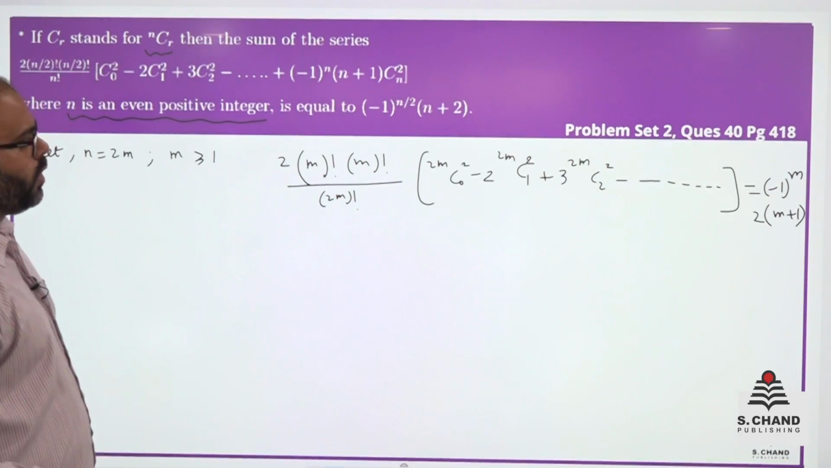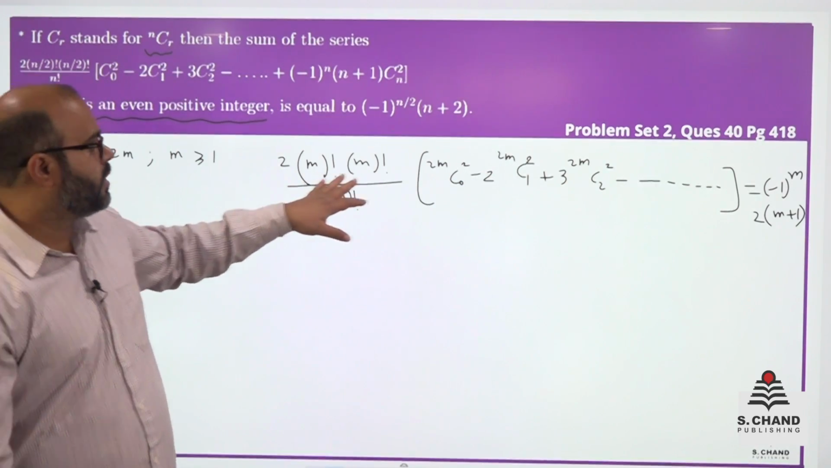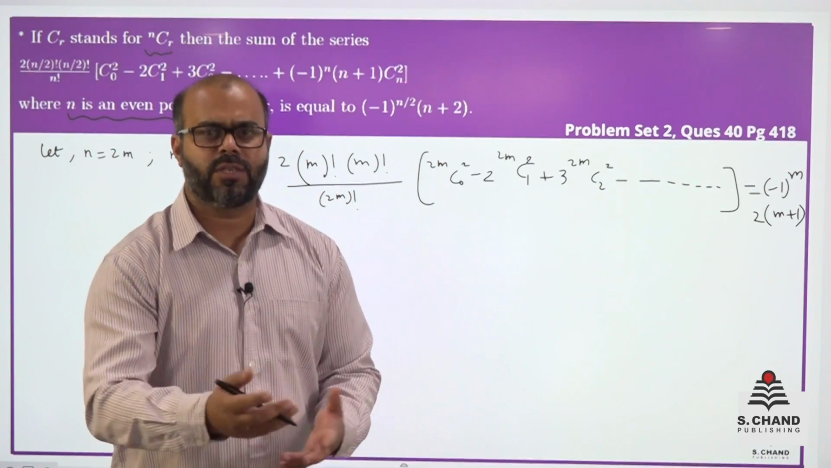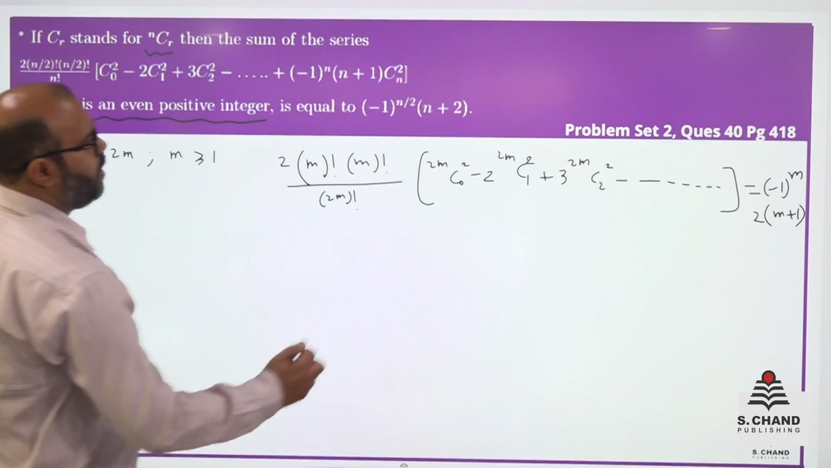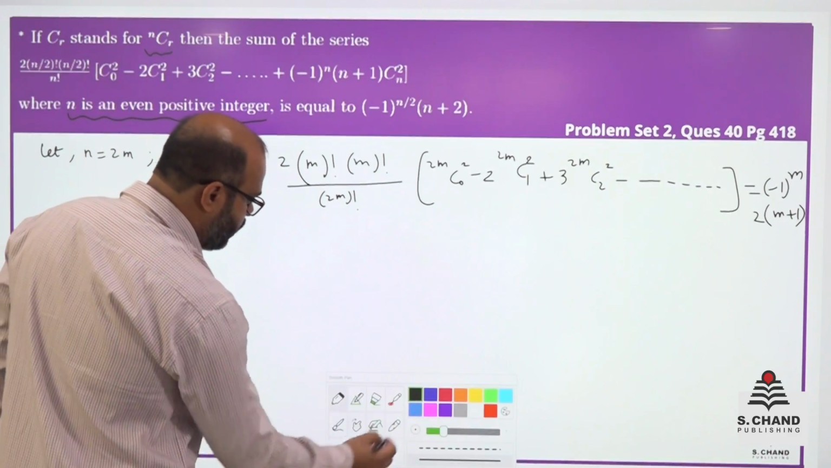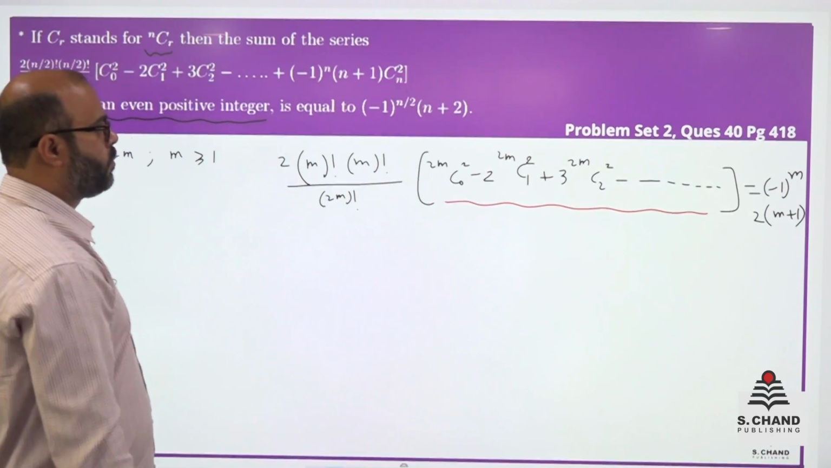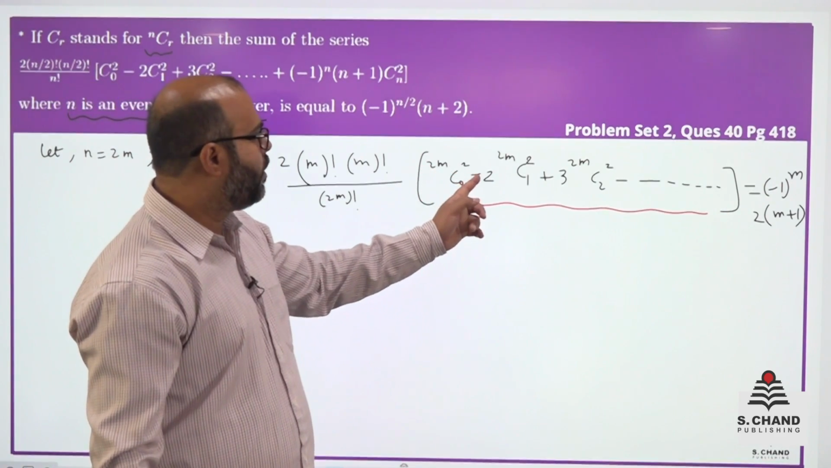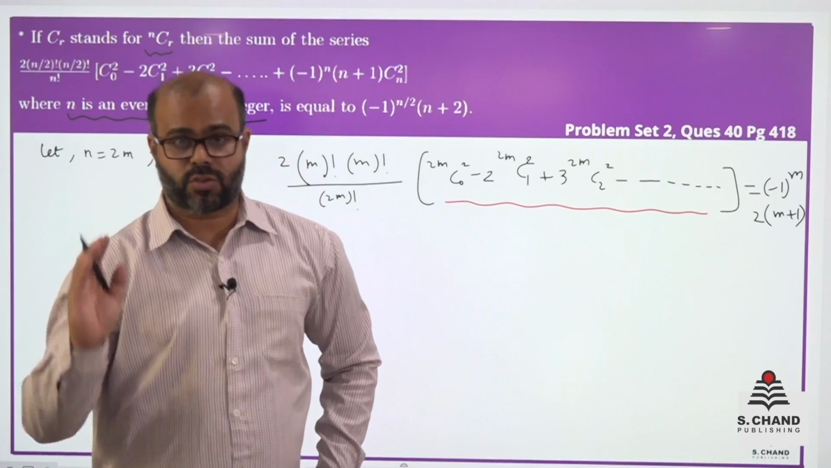Now here, in order to prove this statement, forget about n. Now the question changes like this. If you prove this, in the next step you will say 2m is equal to n, so m is equal to n by 2, hence the result. Now, this particular series, if you observe, what can be done about it? 2mC0 square minus 2 into 2mC1 square, so the binomial coefficients are getting squared.